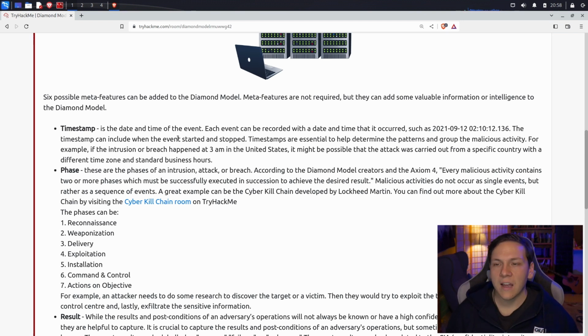Timestamps are essential to help determine the patterns and group the malicious activity. For example, if the intrusion or breach happened at 3 a.m. in the United States, it might be possible that the attack was carried out from a specific country with a different time zone and standard business hours.